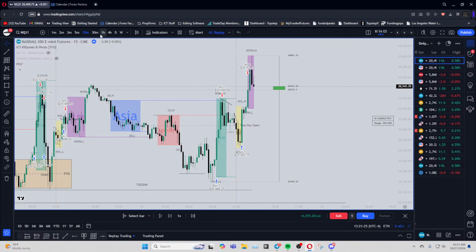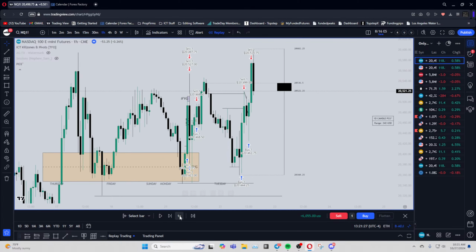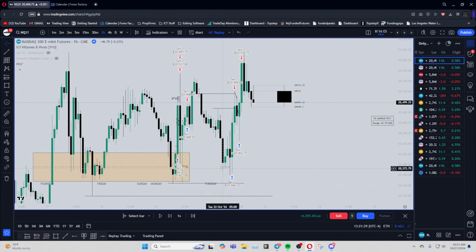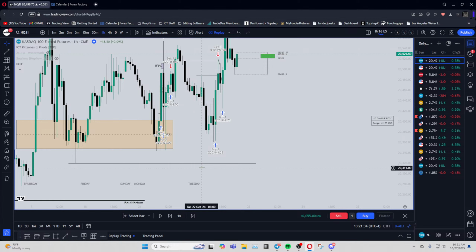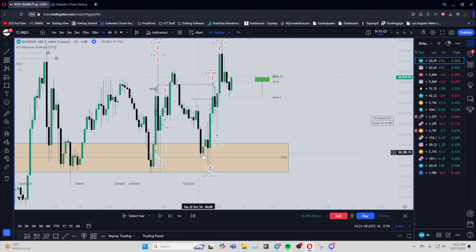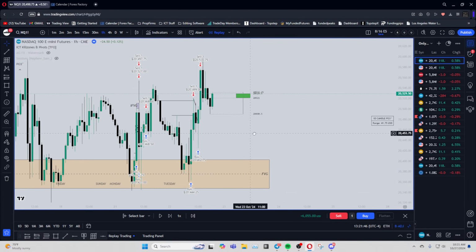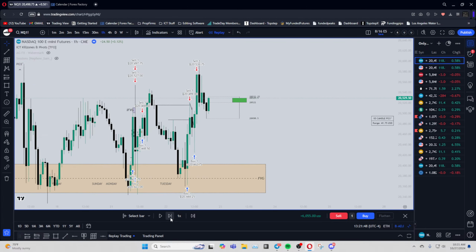So let's go to the next day. Oh, you could also see right here these bodies respecting the midpoint. I didn't notice this until we went to the higher time frame.